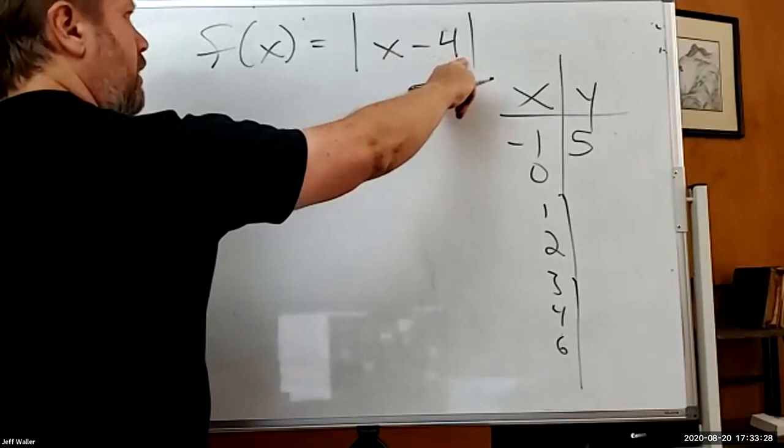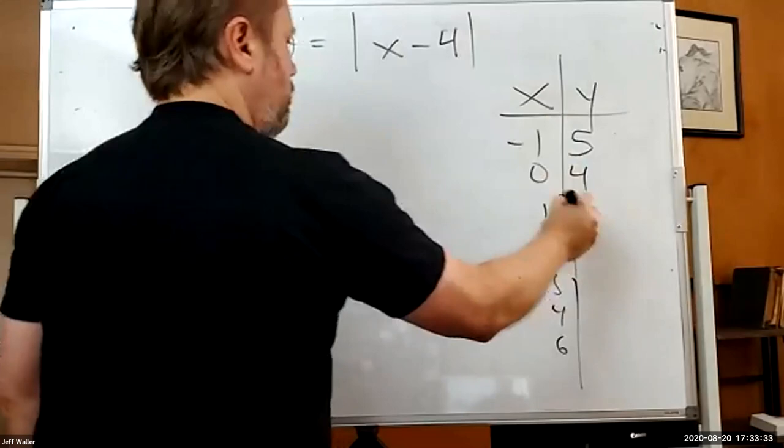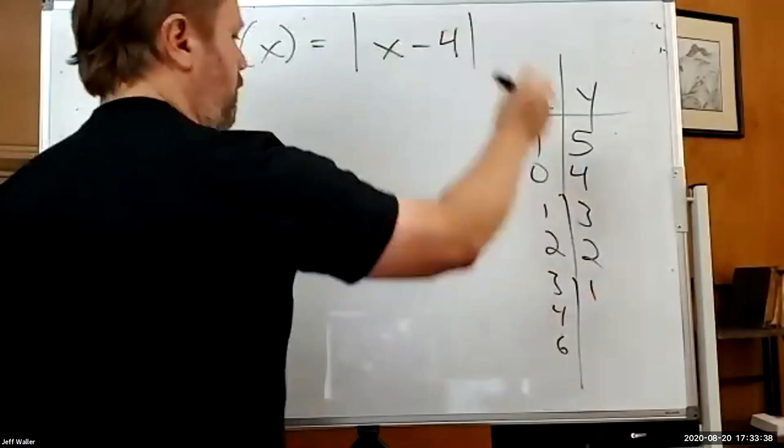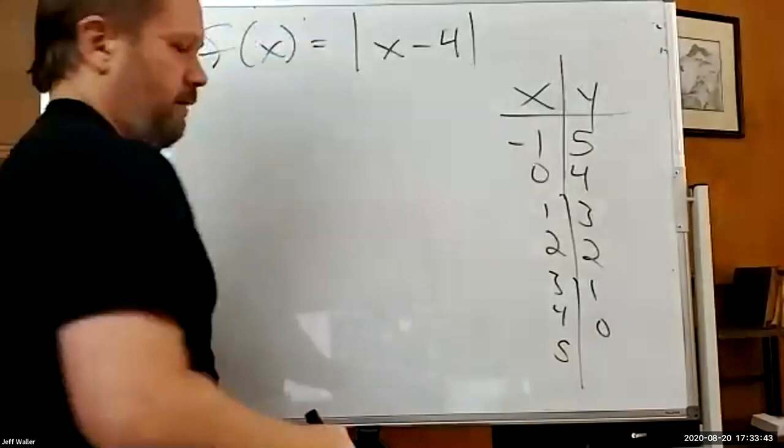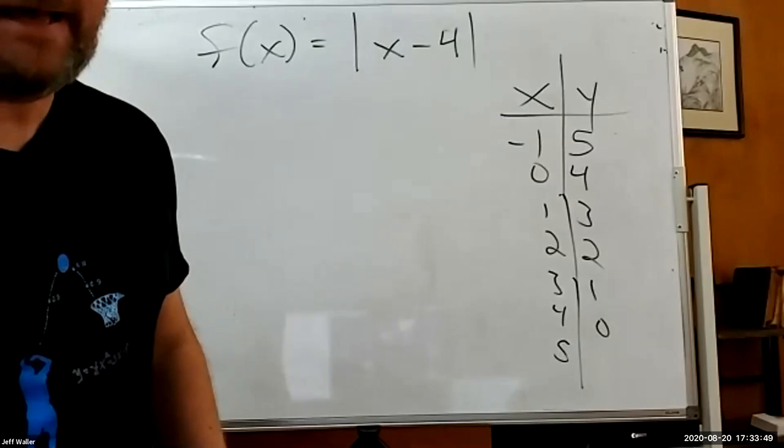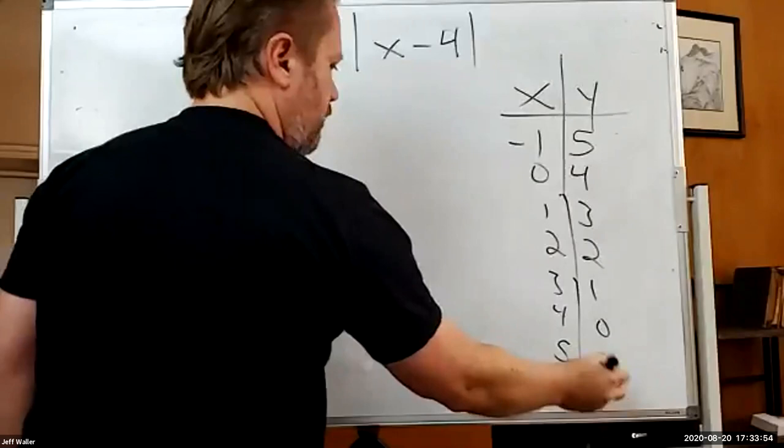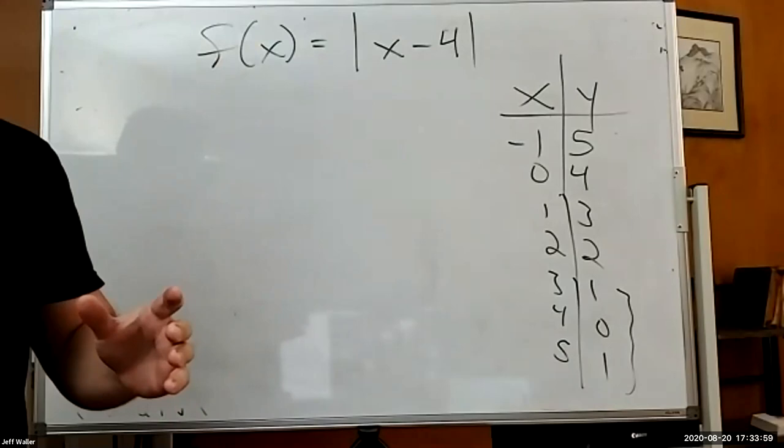When you put a zero in, you're gonna get four. When you put a one in, you get absolute value negative three, which is three. Put a two in, you get absolute value negative two, which is two. You put a three in, you get one. You put a four in, you get zero. If you put a five in, five minus four is one, absolute value one. And now, of course, what's important about right here? It starts going back up.